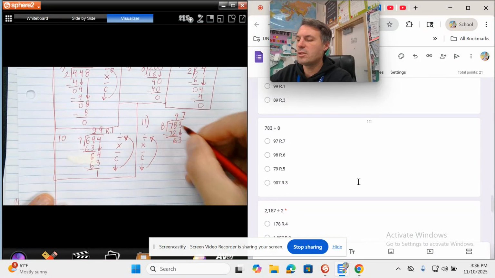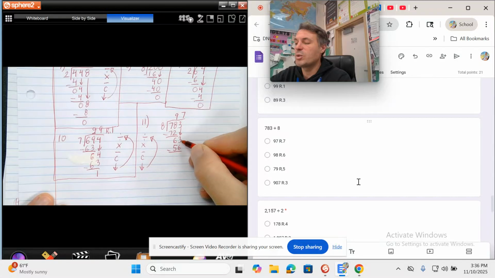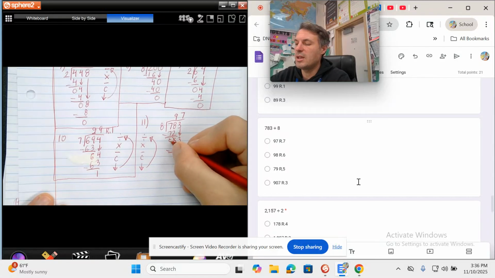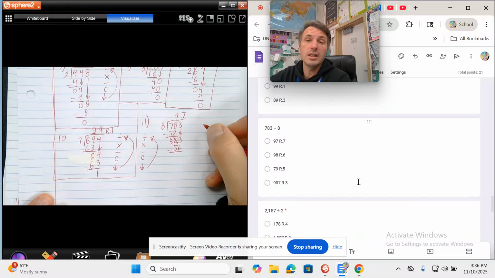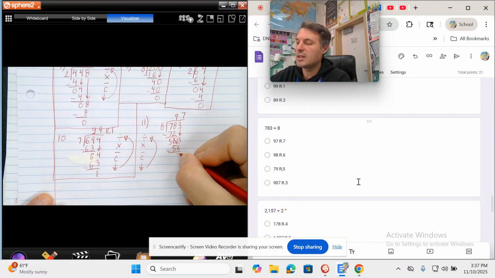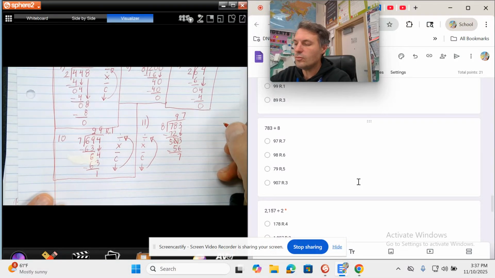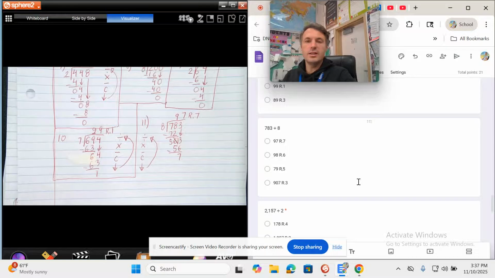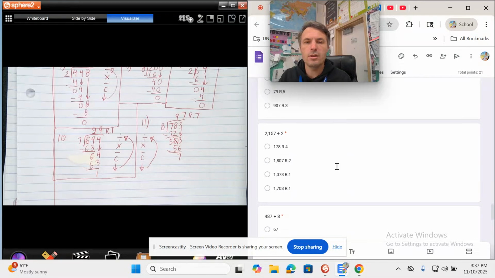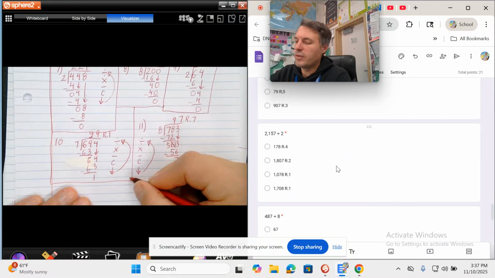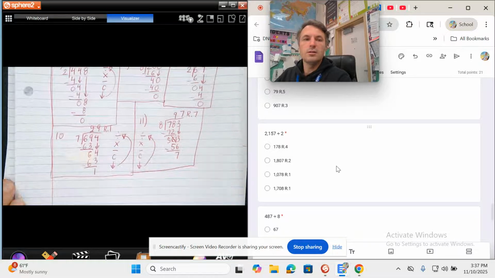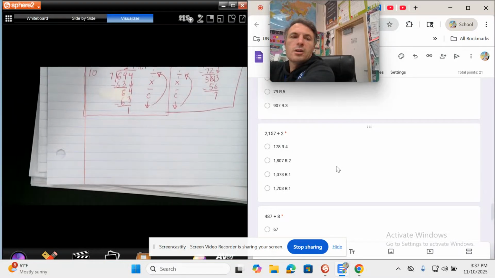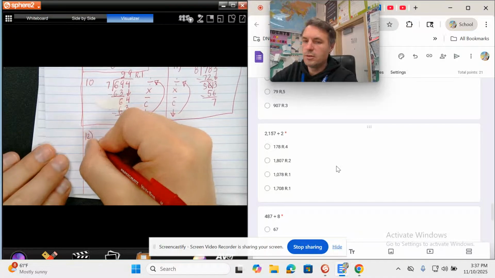Now we multiply. 7 times 8 is 56. We subtract. We can't take 6 from 3, so we borrow from the 6, make it a 5, making the 3 a 13. And 13 minus 6 is 7. So we write our remainder, 97, remainder 7. So that's the answer right there, 97, remainder 7. Okay, let's box off that work we did. Let's keep going here. We're on number 12.